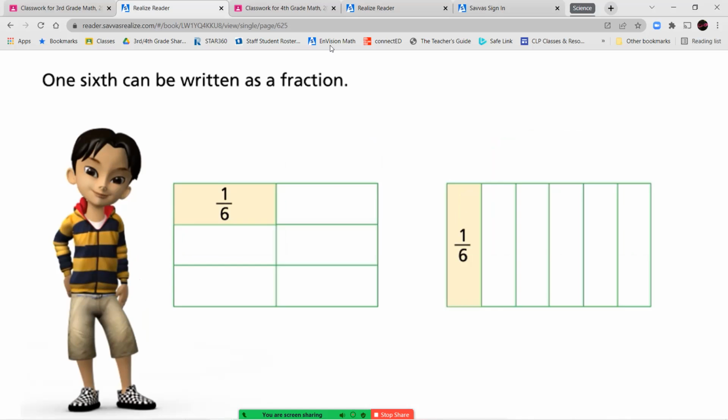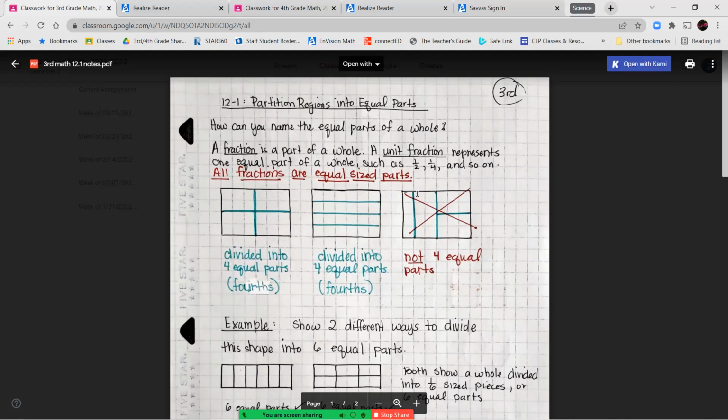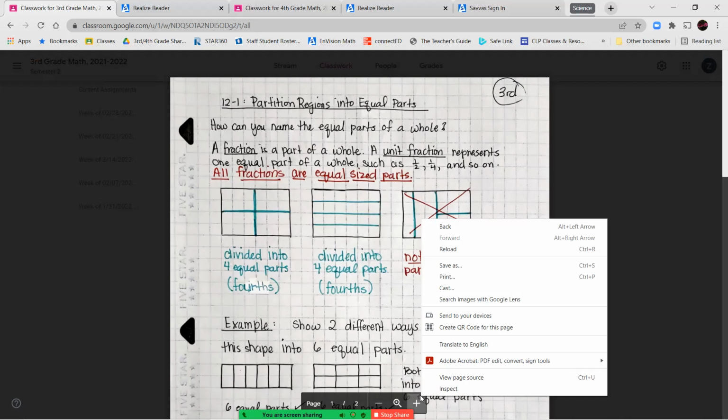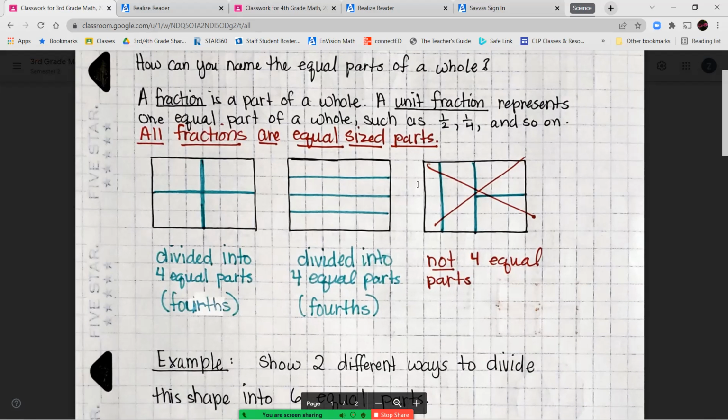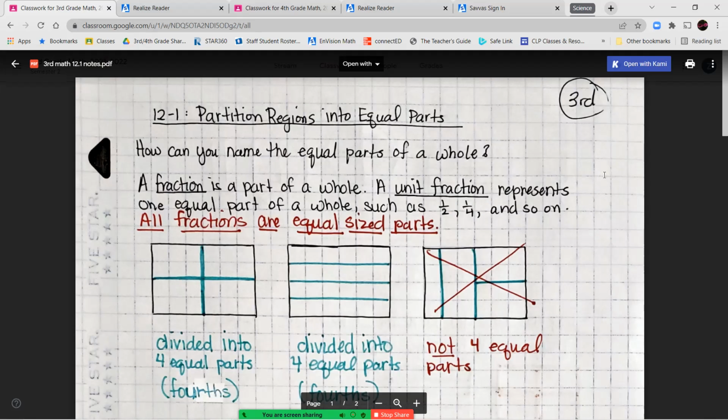All right, let's go ahead and hop into our notes and our guided practice. 12-1, partitioning regions into equal parts. Remember, like I told you guys, partition just means to cut it into equal parts. So how can you name the equal parts of a whole? Now we know that a fraction is part of a whole. And a unit fraction, like we were just saying, represents one equal part of a whole. So 1/2, 1/4, 1/5, 1/10, 1/7, whatever you want to use. A unit fraction always has 1 as your top number, and you guys are going to learn that your top number is called your numerator.